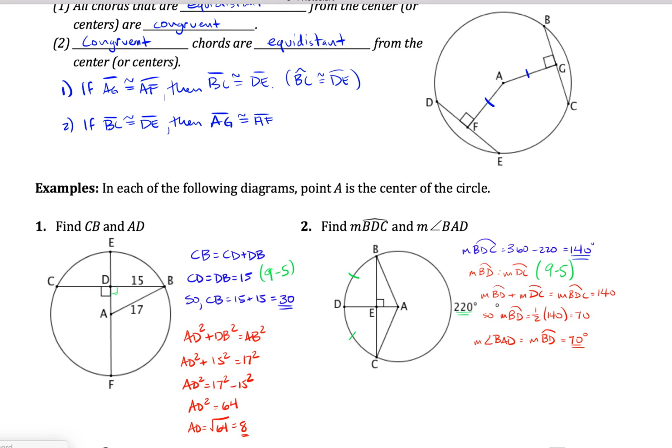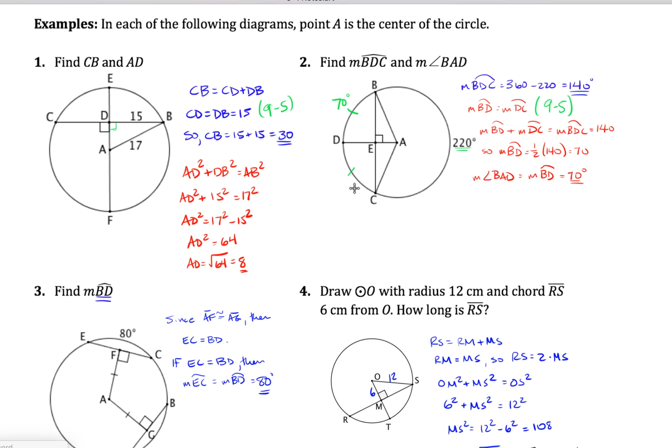And by arc addition, we know that BD plus DC would equal the measure of BDC, which we've already determined is 140. So that would mean that arc BD is equal to half of 140, which is 70. So we know that's 70 degrees right there. And if that's 70 degrees, then the measure of angle BAD would be equal to the arc BD's measure. So the angle BAD, because it's a central angle, this is back from section 3, that central angle would have a measure of 70 degrees.